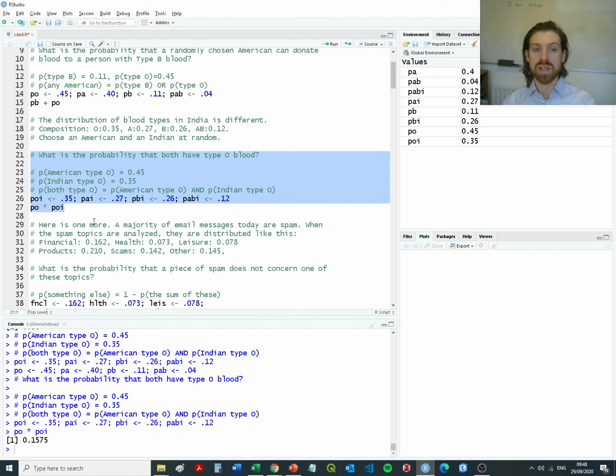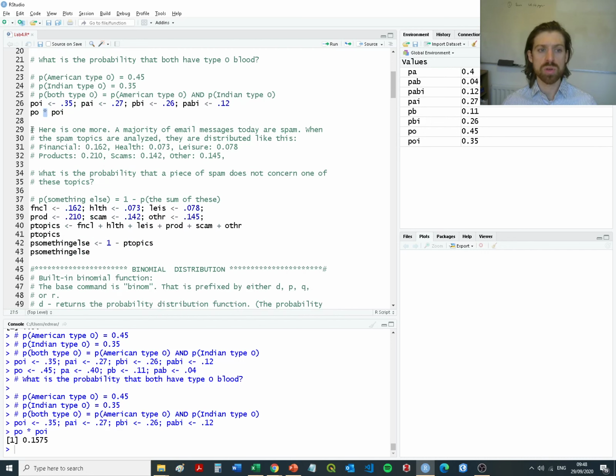which is a 15.75% chance that if we select one person from each country group, we essentially end up with the O blood type. Okay, so we've done the OR operator with the summation, we've done the AND operator with the multiplication, and now let's move on to a final example.